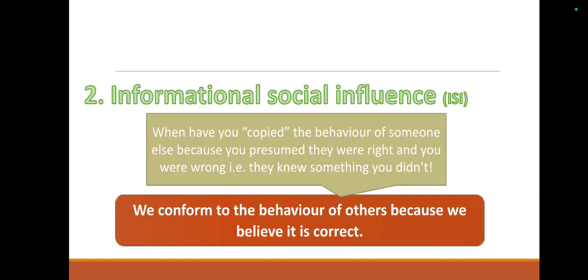Informational social influence is slightly different. This is where we doubt ourselves and we copy other people in a group because we think that they are right, okay? So think of your own behaviours. When have you done this? When have you copied the behaviour of someone else because you presumed that they were right and you were wrong?